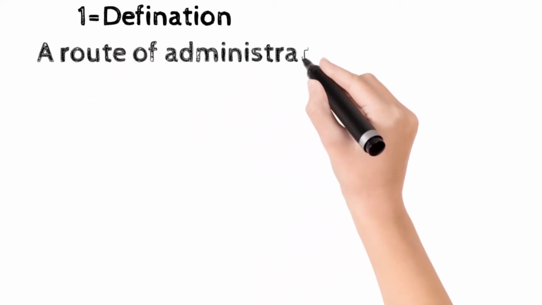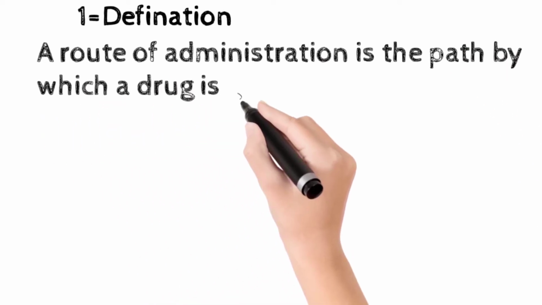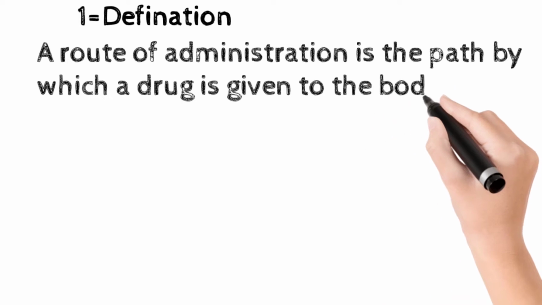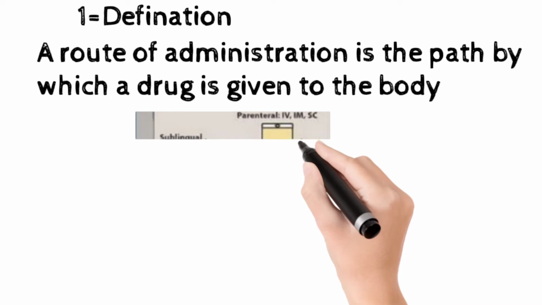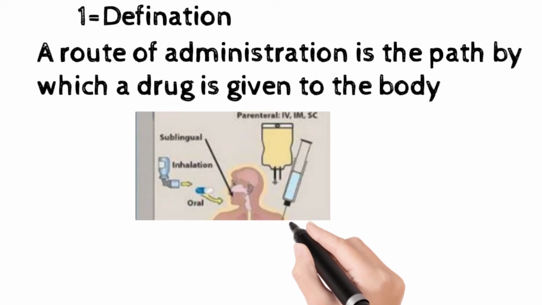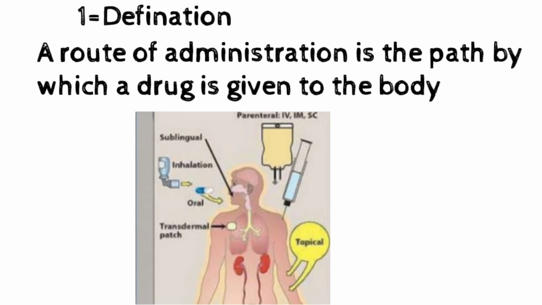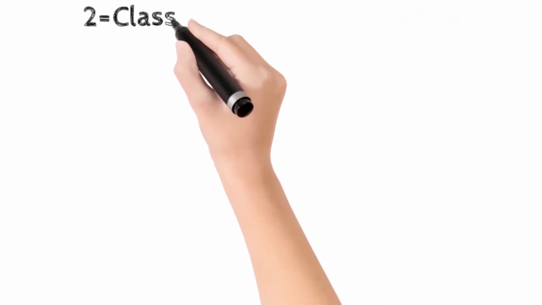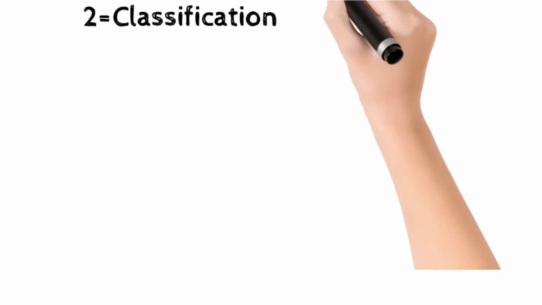Routes of administration is the path by which a drug is given to the body, meaning it is a path. Now look at this diagram. Here all the paths are shown, like sublingual, below the tongue, inhalational, oral, transdermal, topical, and parenteral, meaning IV, intravenous, and IM, meaning intramuscular. Now come to the classification.